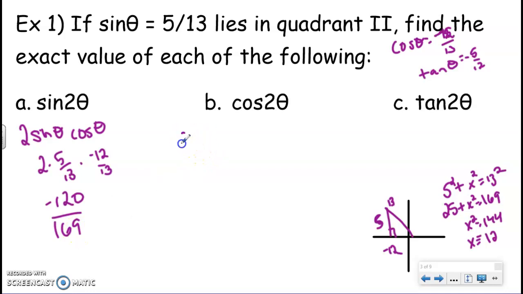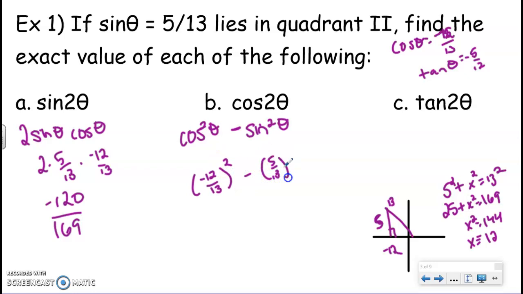Should be good. Next one, cosine. The formula is cosine squared of theta minus sine squared of theta. So cosine of theta is negative 12 over 13. Square it. Sine of theta is 5 over 13. And square it. So we get 144 over 169 minus 25 over 169. And 144 minus 25 is going to give us 119 over 169.